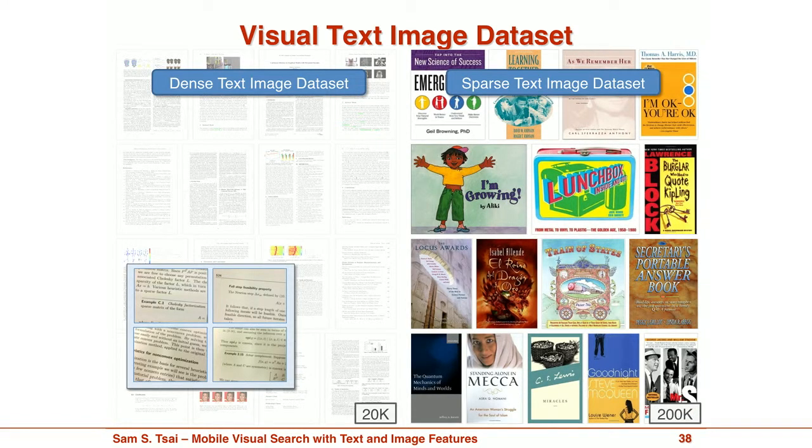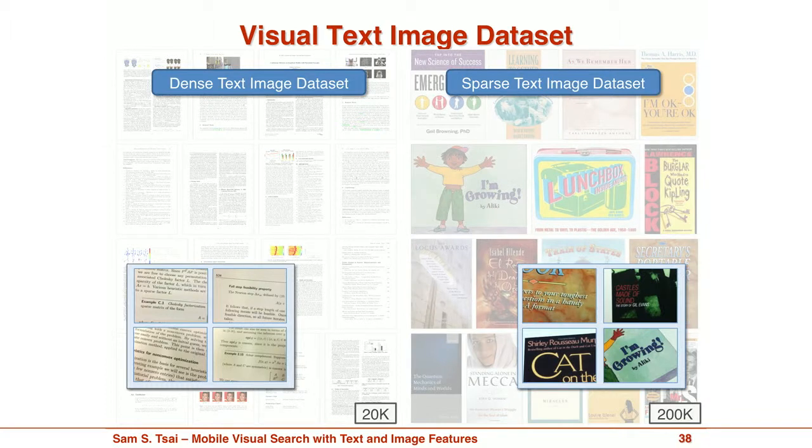The other is the sparse text image dataset, which consists of 200,000 images of book covers gathered from the Open Library Archive. Similarly, we took query images of the text regions of the book covers and generate a query image set of 420 images.